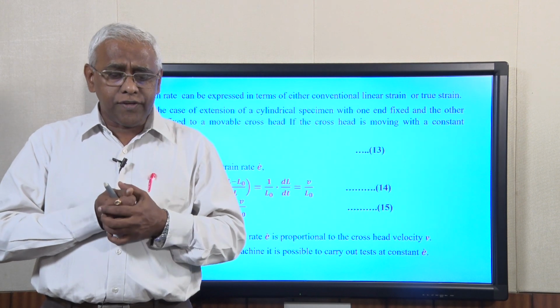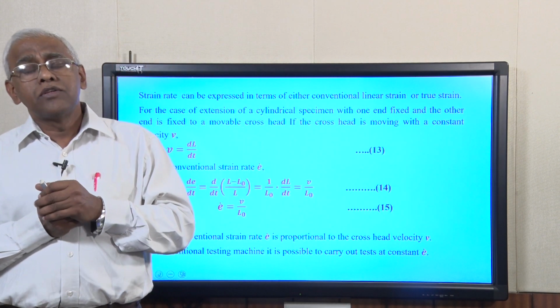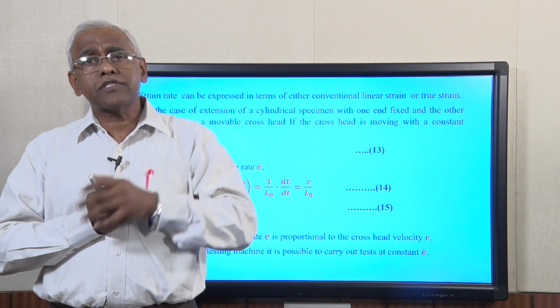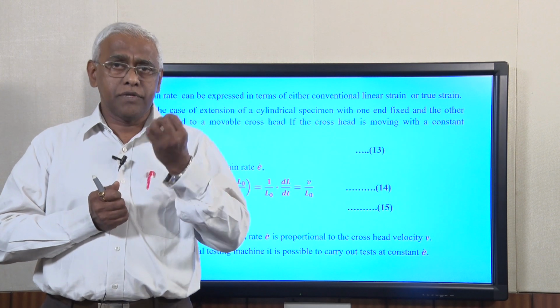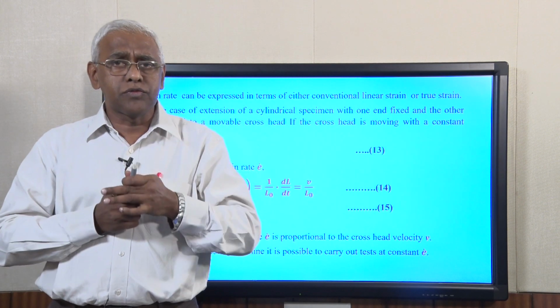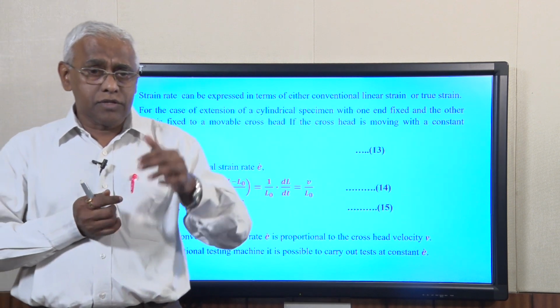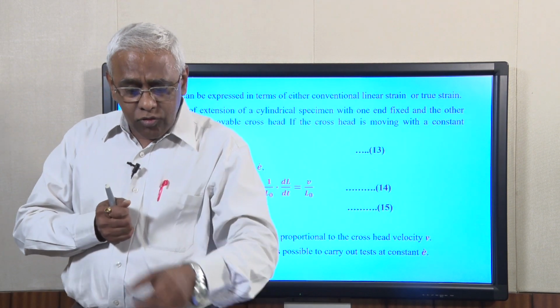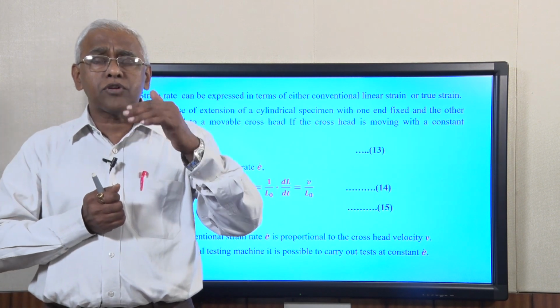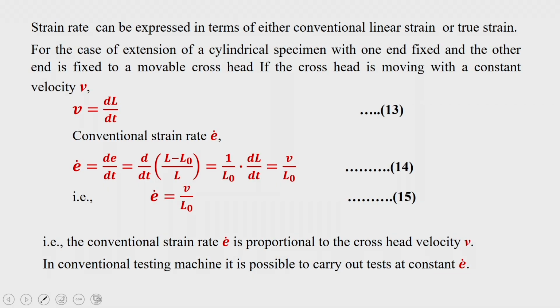For the case of extension of a cylindrical specimen with one end fixed, in most of these machines one end of the crosshead is fixed and the other will be moving, and the specimen is clamped into that. The top one may move or the bottom one may move. In any case, the load is applied and there will be a load cell to measure the load coming during the extension. If the movable crosshead is moving with a velocity v, then v is equal to dL by dt, where L is the change in length of the specimen, that is, how much it is moving.